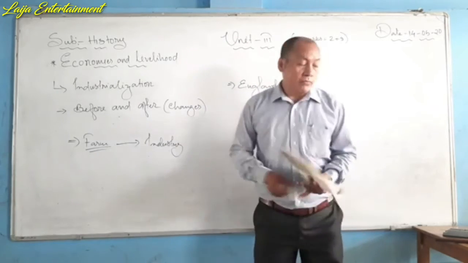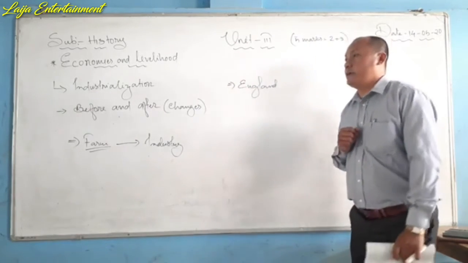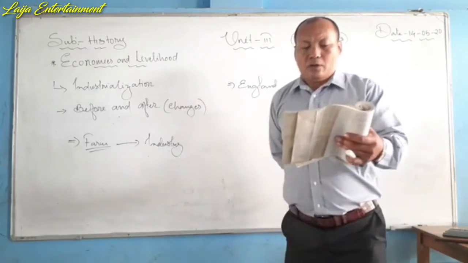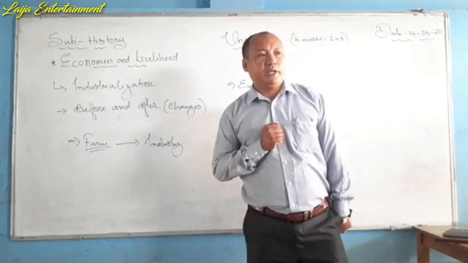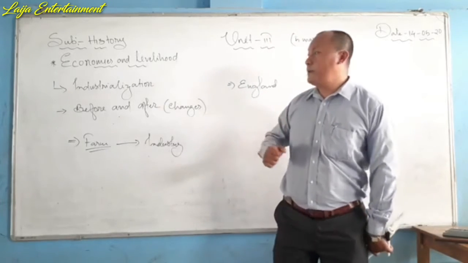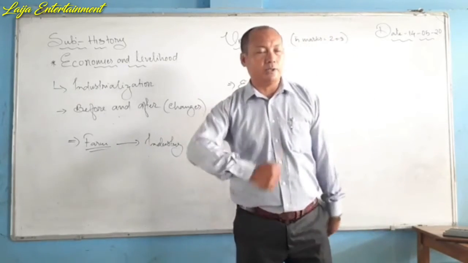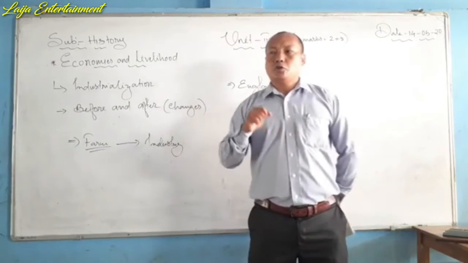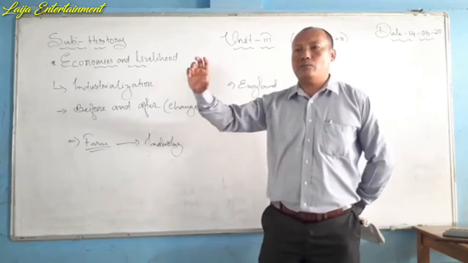Now, we see here, chapter 3. First, different forms of industrialization. Industrialization comes in more than one form, such as the steel industry and the costume industry.